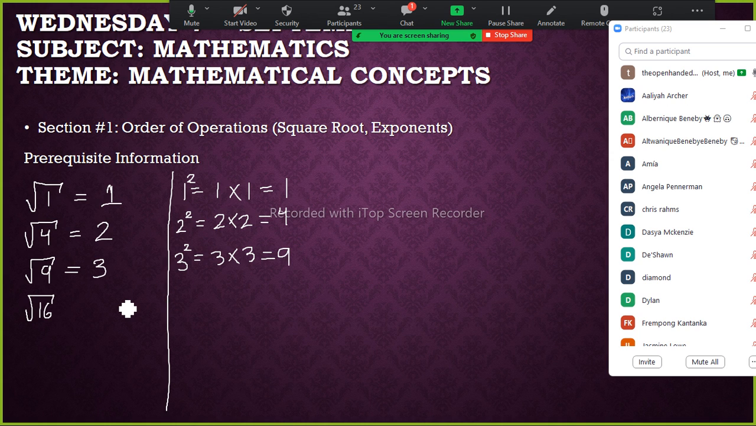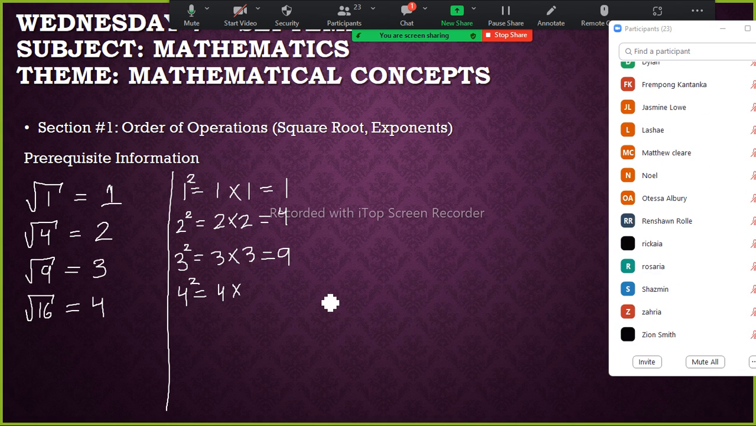And then we have the square root of 16. What's the square root of 16? Mr. Deshaun? Yes, sir. Square root of 16. 4. 4, very good. And that's because 4 squared is 4 times 4. And what is 4 times 4?